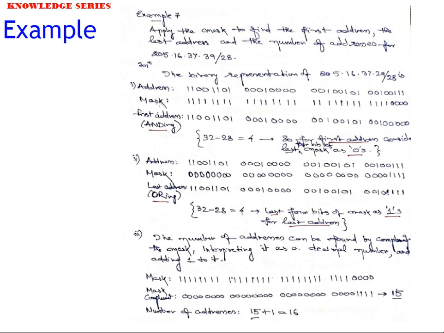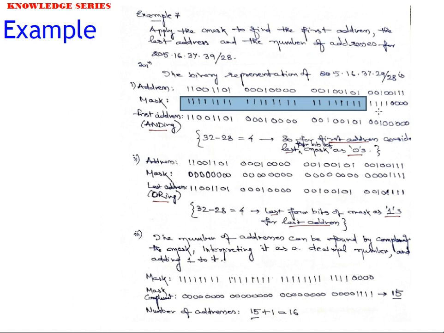Now we have used the mask. Which class is this? Class C. So in class C, these three parts are your net ID, and this is your host ID. From here to here is your net ID, so it is all ones, 255, 255, 255. That has come here. Now at the last point you have to apply the mask.